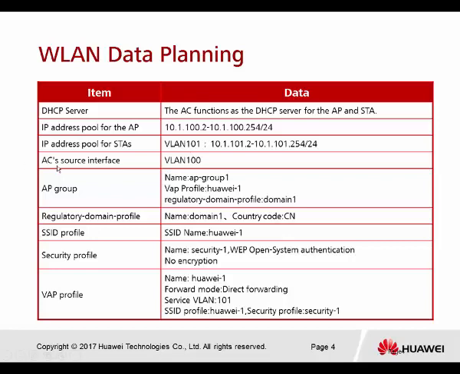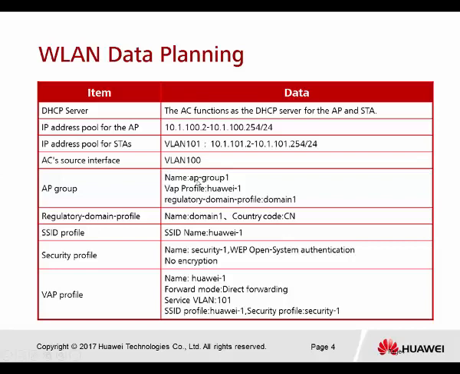The source interface will be used for the controller. We're going to select VLAN 100. So that means right now the AP and the controller are using the same VLAN. Alright, so this belongs to layer 2 communication, so it should be very easy to do the setup.